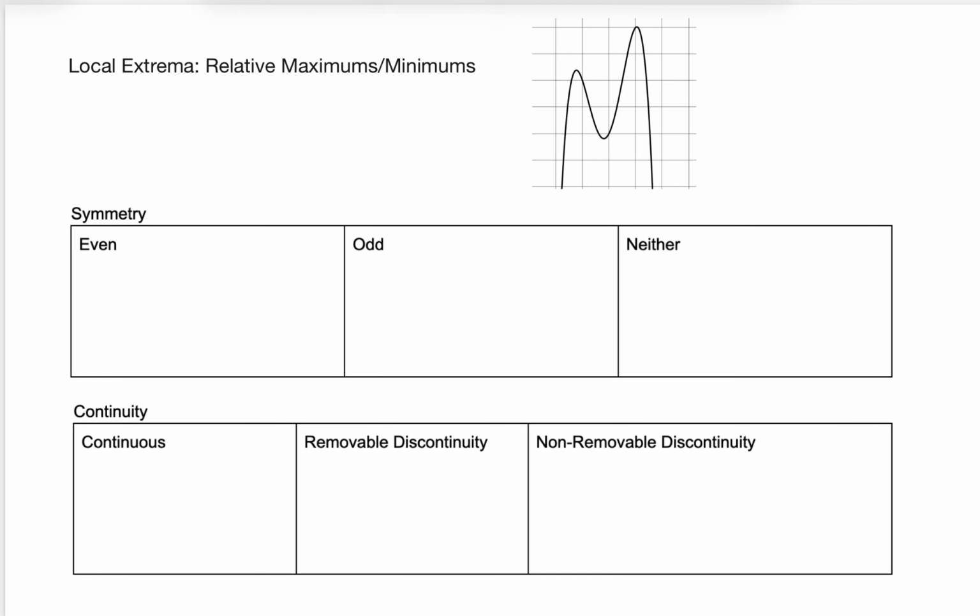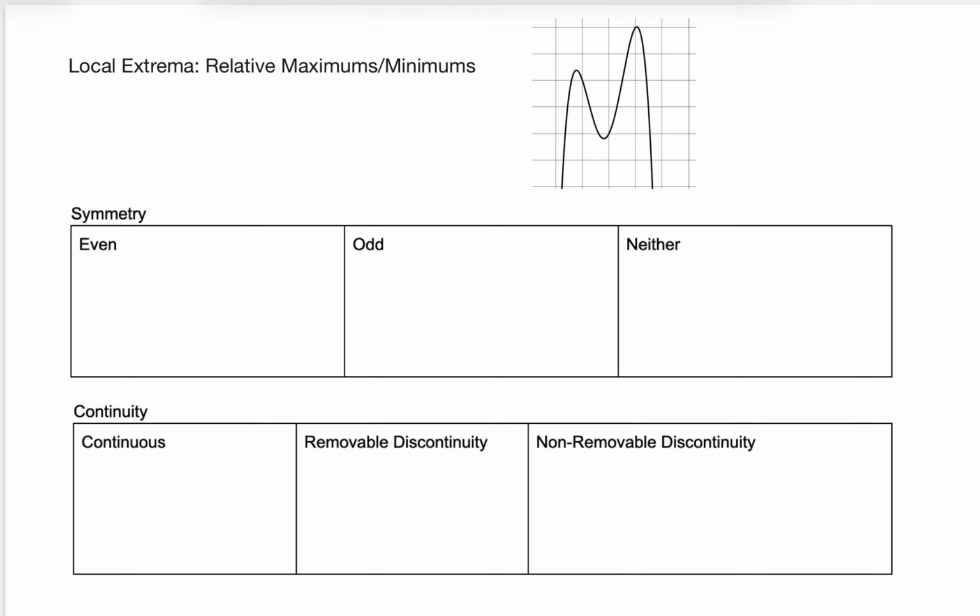Okay, more remembering of past material. Local extrema. So local extrema talk about our relative maxes and our relative mins. We can have global maxes and global mins, which would be the overall highest or lowest point. And then we can have local maxes and local mins, which are just relative. Another way you might hear it, you might hear relative maxes or relative mins. They're relative to the points around it.